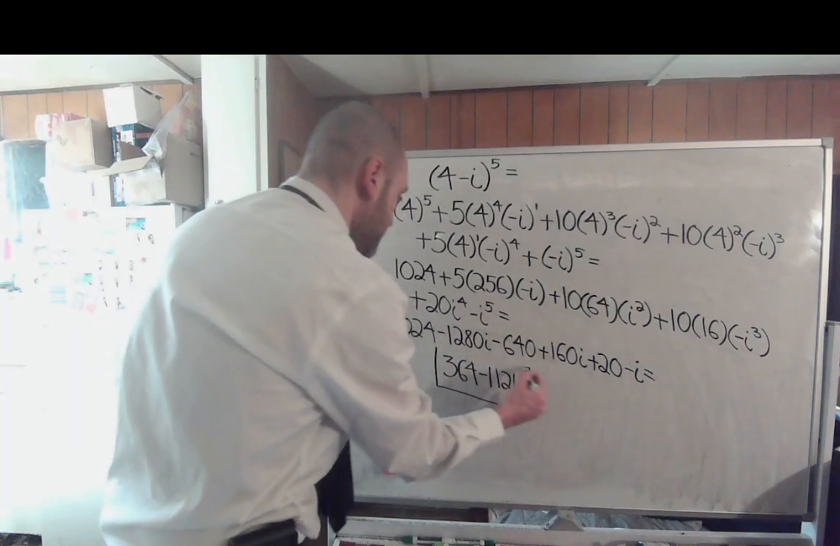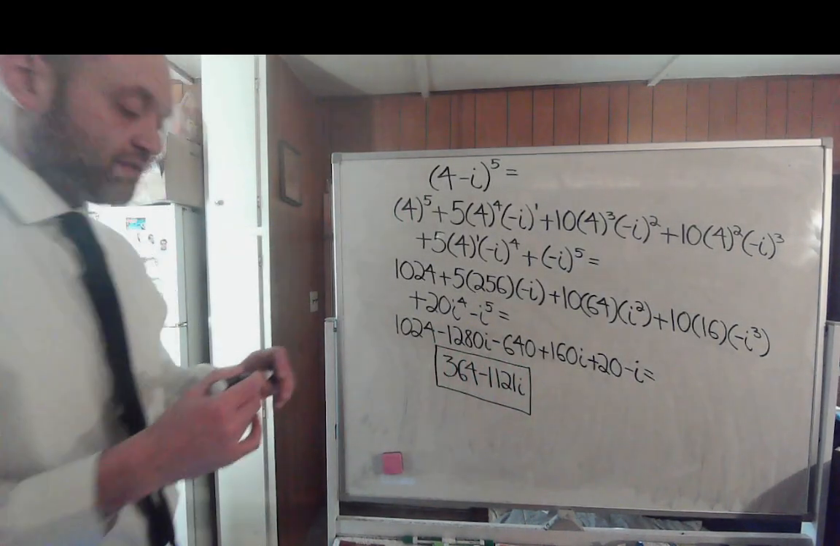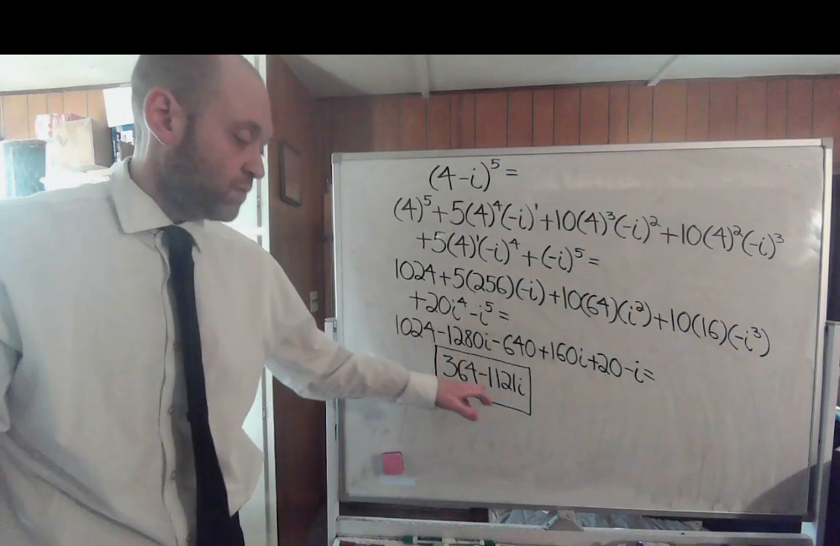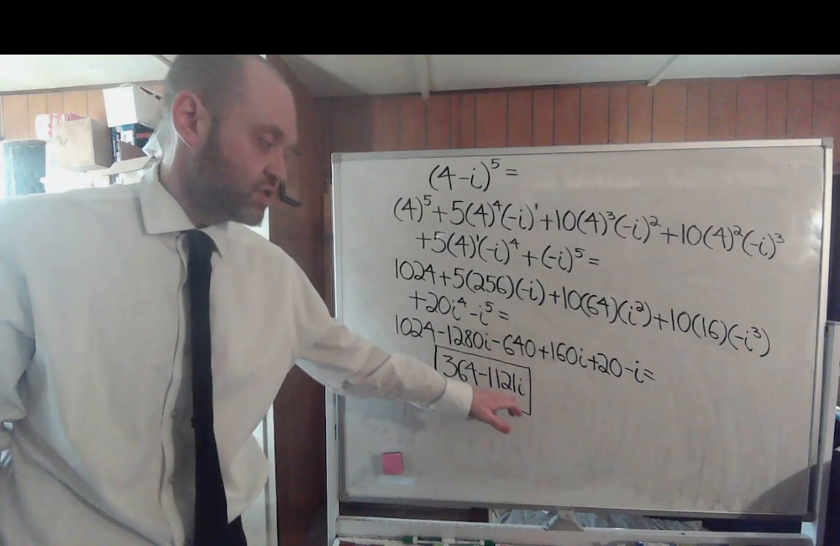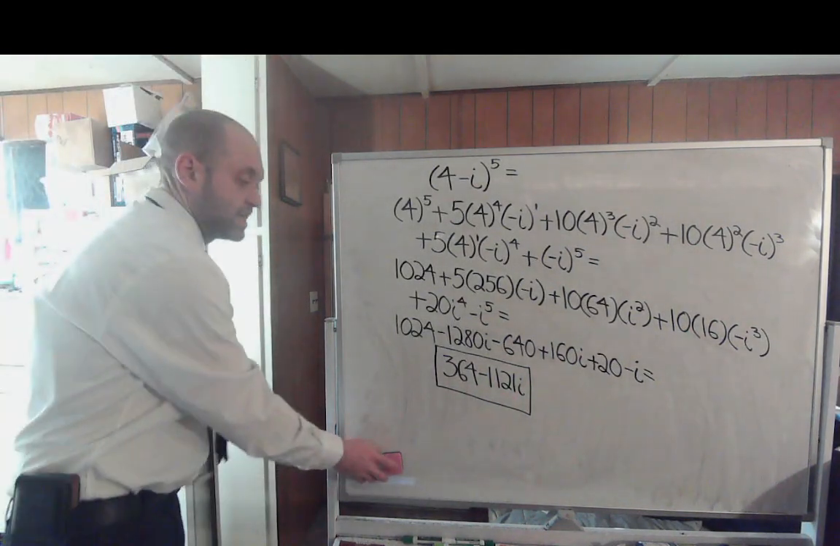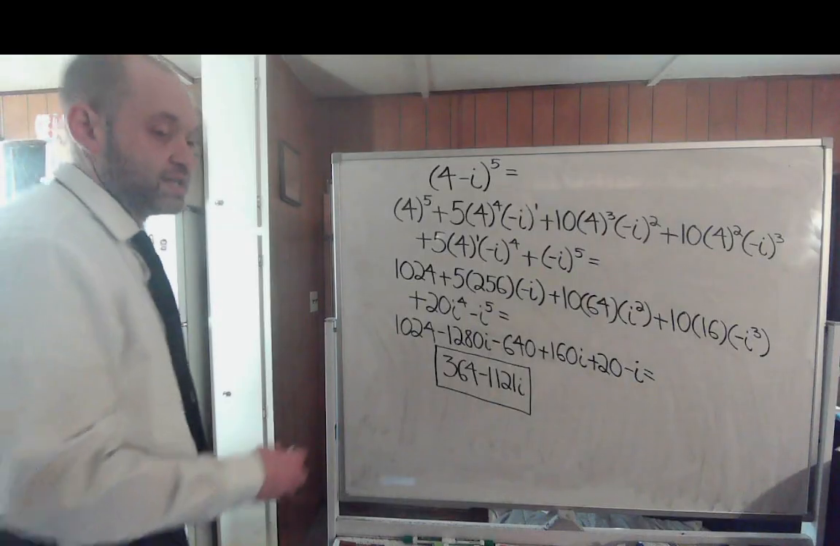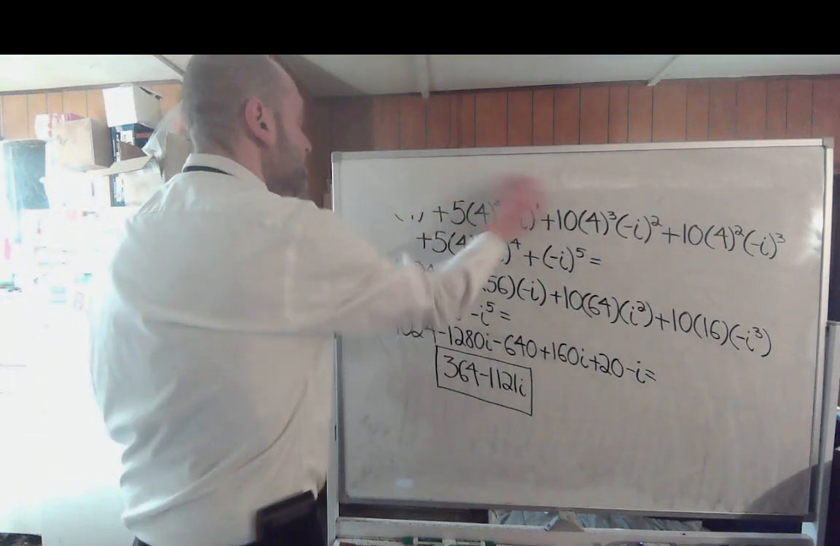So the quantity of 4 minus i raised to the fifth power is 364 minus 1121i. That's the complex number this would simplify into. I got 2 more, then we're done.